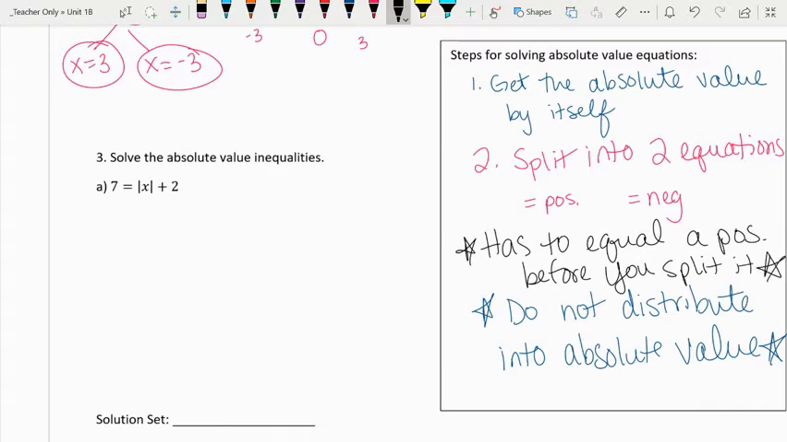On the next one, the absolute value is not by itself at first. So what we're going to do is subtract over. After we do that, we get 5 equals the absolute value of x. So the absolute value is by itself, it equals a positive, so we can split it into 2 equations. So x would equal 5 and x would equal -5.